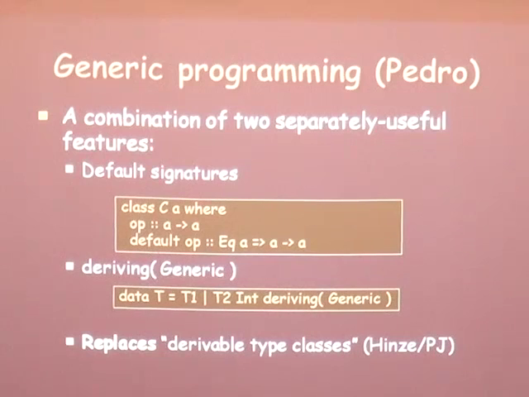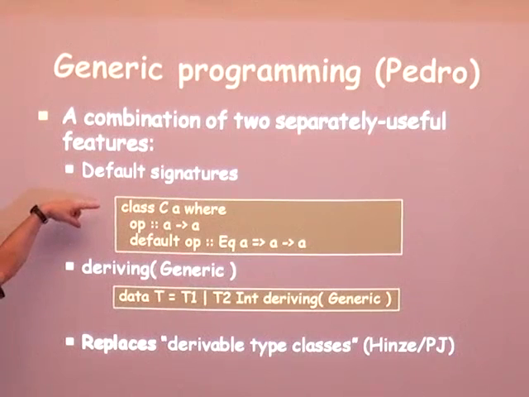Pedro and his colleagues had a paper in last year's Haskell Symposium about an approach to generic programming. I'm not going to explain it because we'll run out of time, but it's the Utrecht approach to generic programming. And working with him, we figured out how to split it into two very nice, independently useful features.